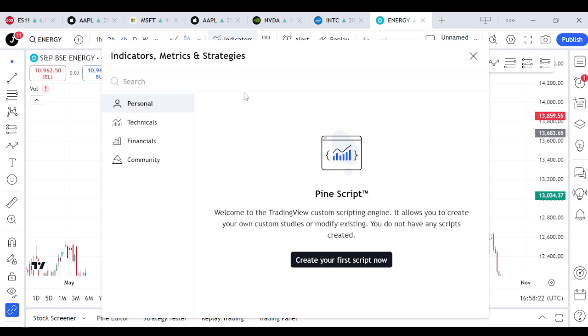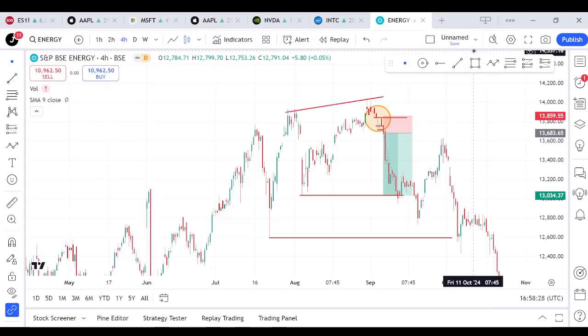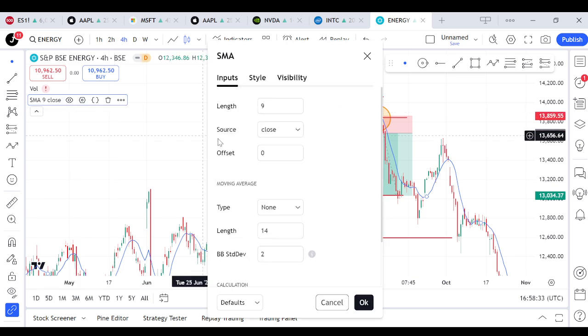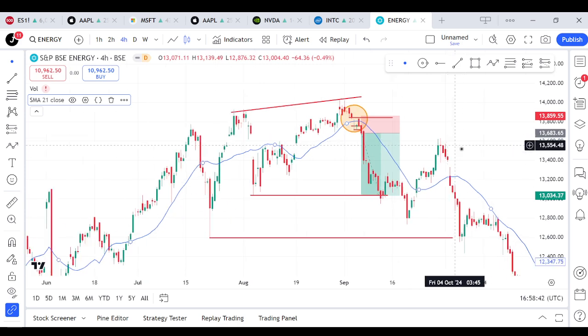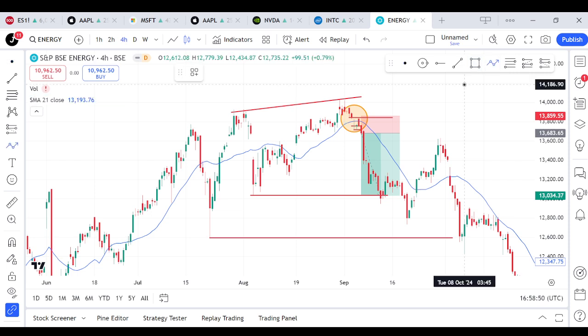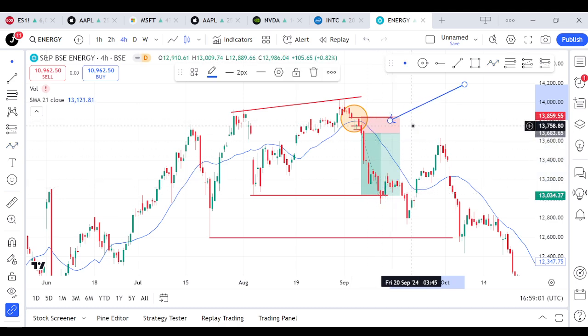I'm just gonna add the simple moving average, and I'm gonna change this to the 21-day simple moving average. Now this is the 21-day, and you can see price going below the 21-day moving average right here, exactly where we had our pattern. And after that, after we had our confirmation, also you can see the strong bearish move to the downside. And this is just for added confirmations.